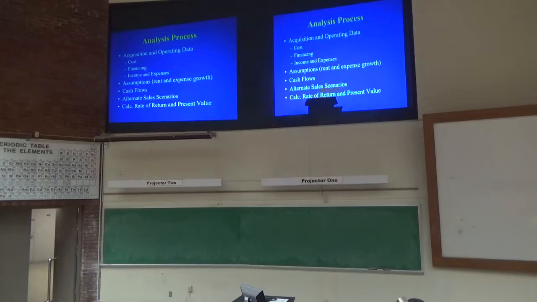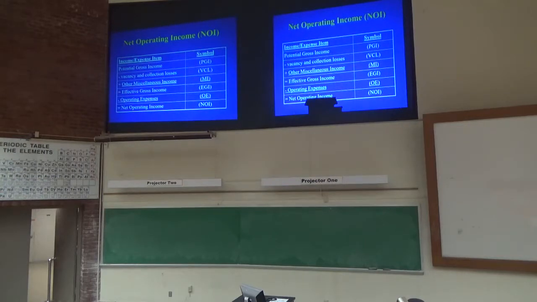Investment analysis, again, uses acquisition and operating data. We're looking at cost, financing, income, expenses. We're putting in assumptions on rent and expense growth rates. We're looking at cash flows, at different sales scenarios, and we're calculating rates of return and present values. So here's an example of the net operating income for these buildings. You have the gross potential income, which is the rent times the square foot, minus the vacancy rate and the collection losses. You add in any other income, like parking or laundry. You get the effective gross income. You take out the operating expenses, and you get the net operating income.